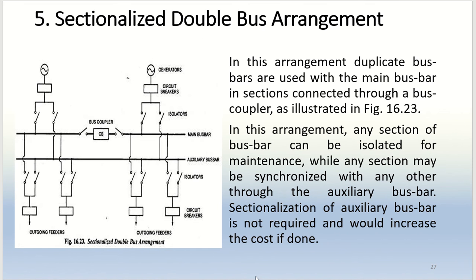In this arrangement, any section of the busbar can be isolated for maintenance, while any section may be synchronized with another through the auxiliary busbar. Sectionalization of the auxiliary busbar is not required and would increase the cost if done.